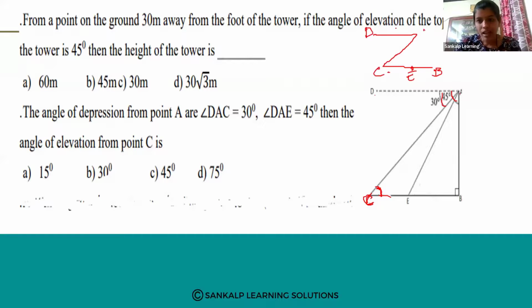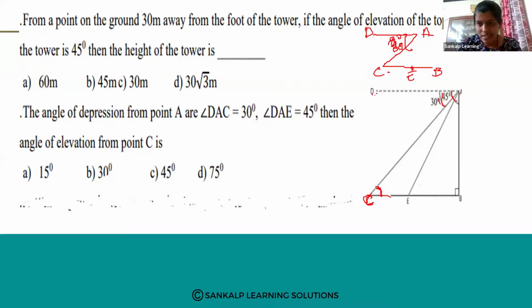We know the angle of depression at point A. It is 30 degree, not 45. We take DAC, since we want the value of the angle of elevation at point C. So considering DAC, the angle of depression is 30 degree. So at point A the angle is 30 degree.